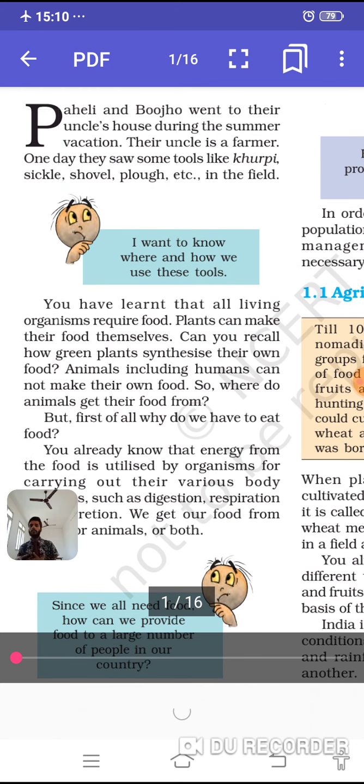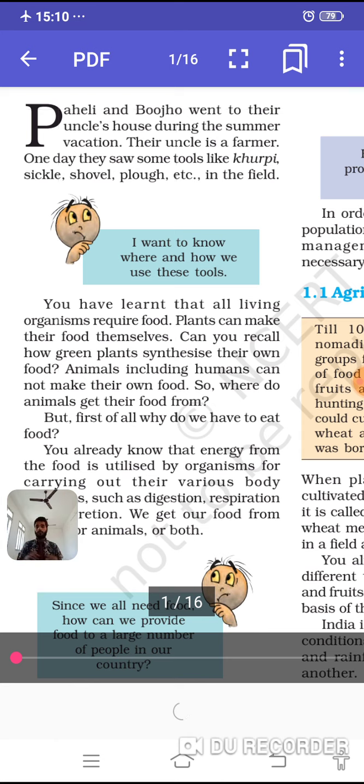You have learned that all living organisms require food. Plants can make their food themselves. Can you recall how green plants synthesize their own food? Animals, including humans, cannot make their own food. So where do animals get their food from?